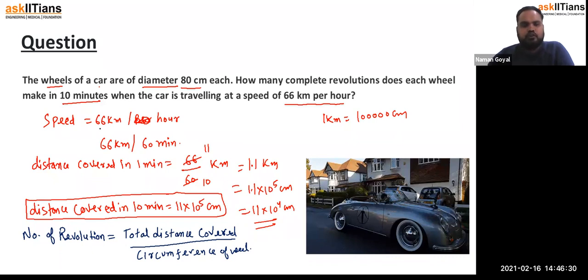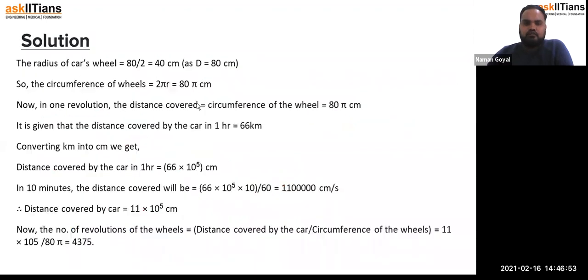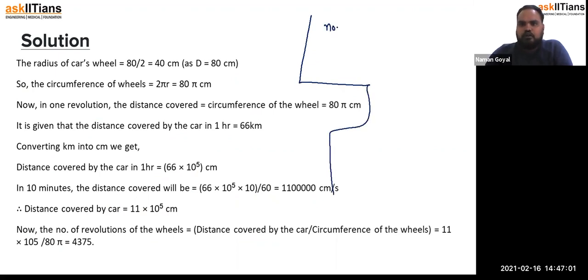What we are going to do is find out how much distance is covered in 1 minute, then find the total distance covered in 10 minutes. Then we know the number of revolutions is the total distance covered upon the circumference of the wheel. The diameter is 80, so we can do this solution in this page. Number of revolutions is equal to total distance. How much did we get as total distance? 11 into 10 raised to power 5.